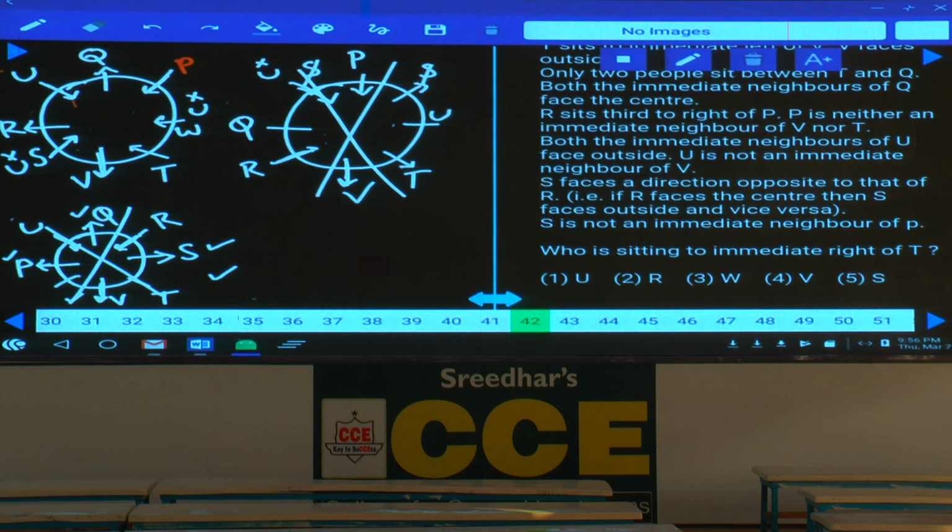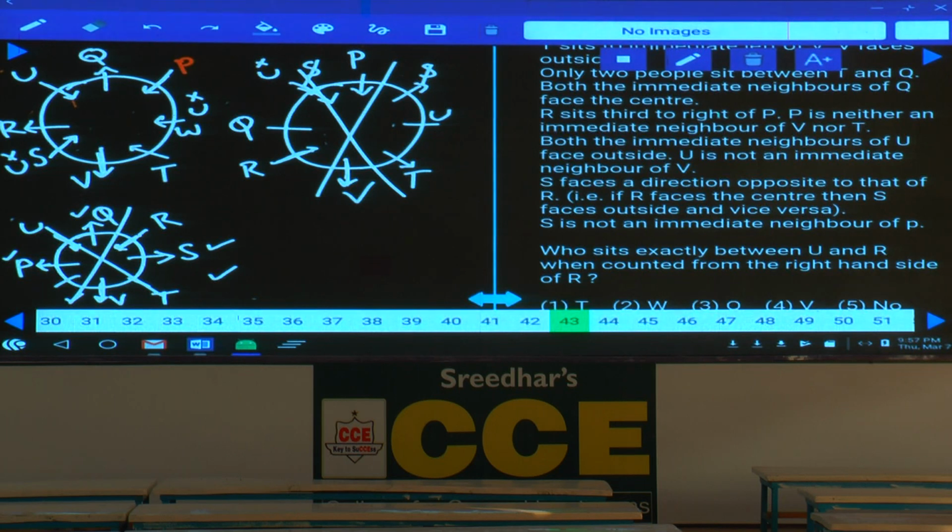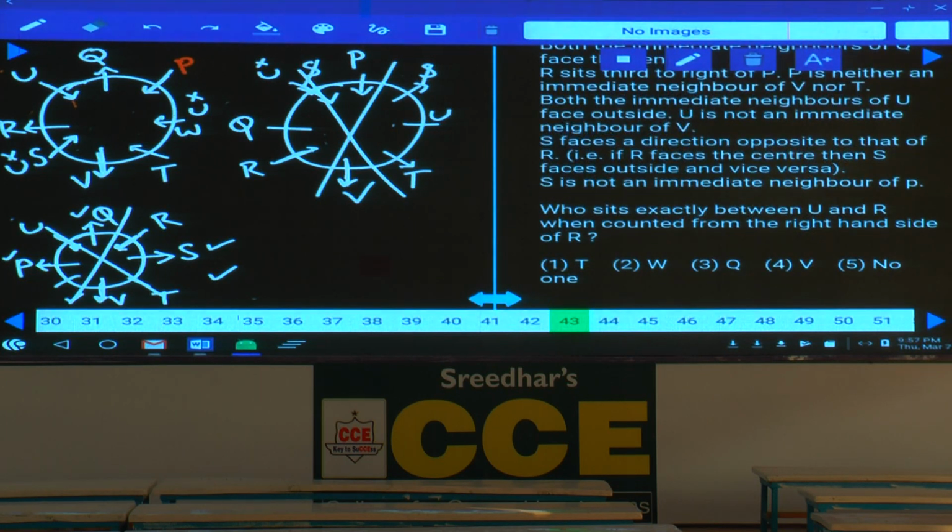Then question number 42. Now in this 42, who is sitting to the immediate right of T? Immediate right hand side of T is W, that is choice 3, 42. Then question number 43. Who sits exactly between U and R? Is there any person in between U and R? No. Hence no one, that is choice 5, 43.